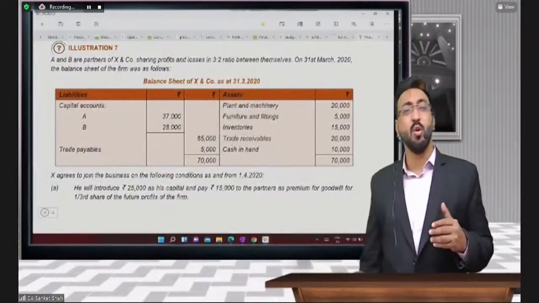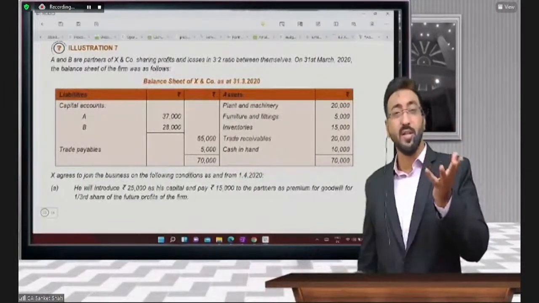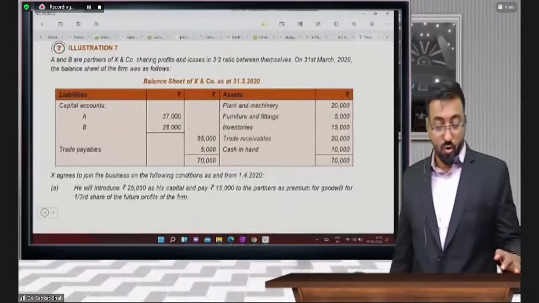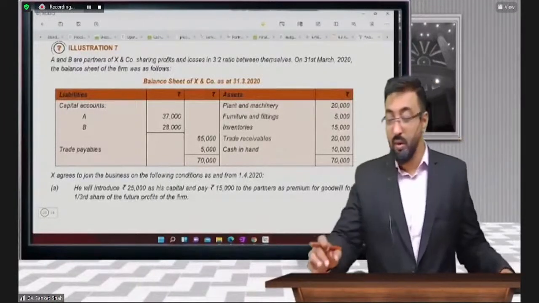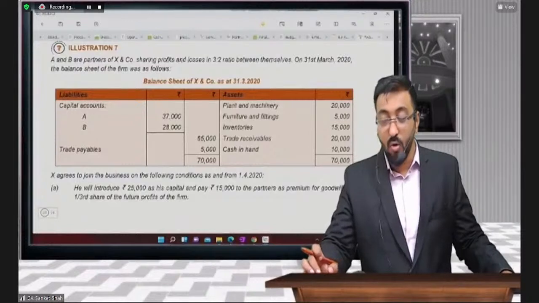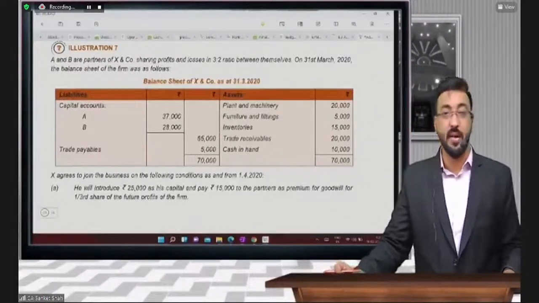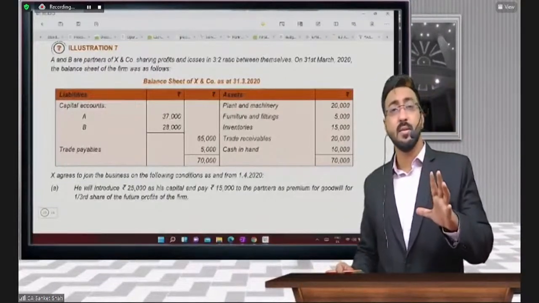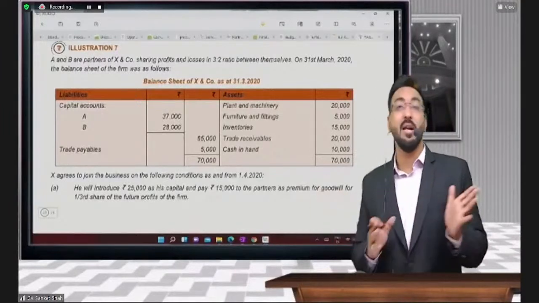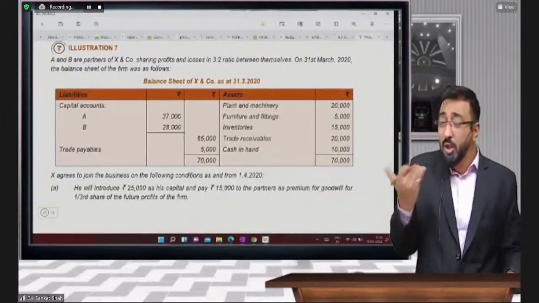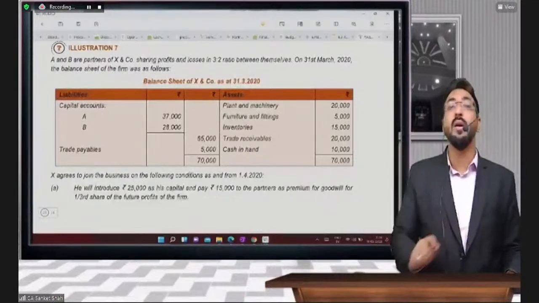Memorandum revaluation, there are only a few adjustments which are new. So always try to understand only the new adjustments. Always try to focus on those new adjustments. Don't try to focus on irrelevant similar adjustments. So every problem has some new adjustment, and that you have to identify in the partnership problem.